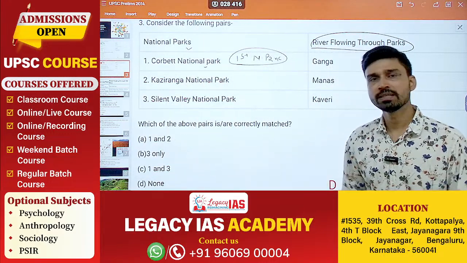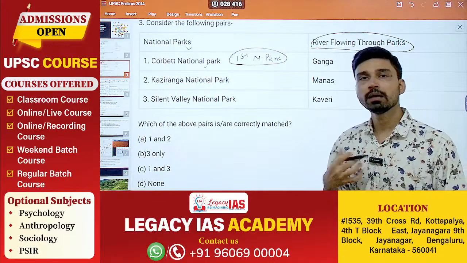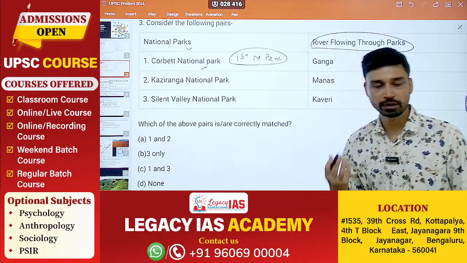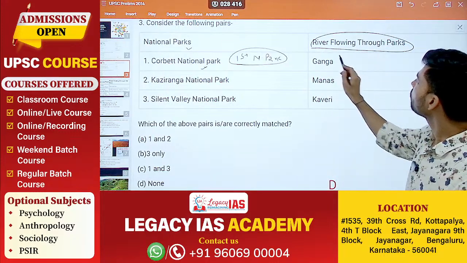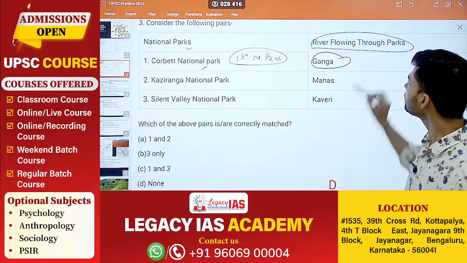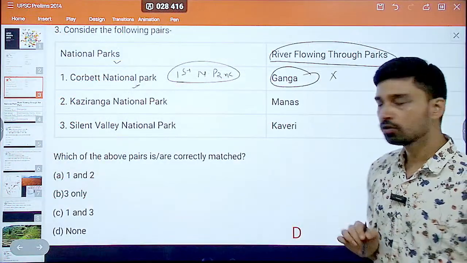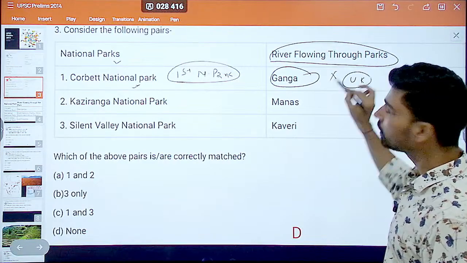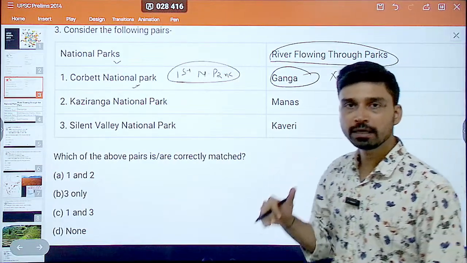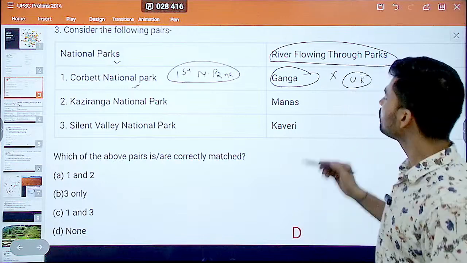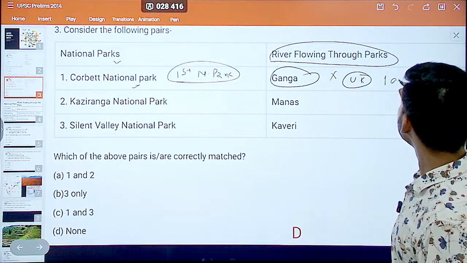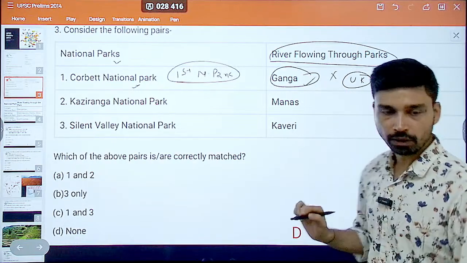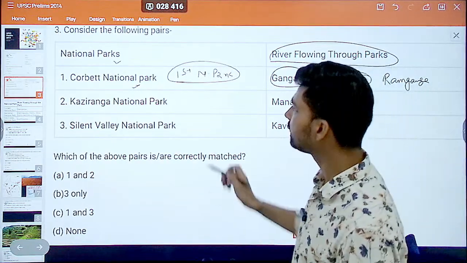Jim Corbett was basically an English hunter who later became a wildlife conservationist, and to honor him the park was named Jim Corbett National Park. Now, in Jim Corbett National Park, the Ganga river is flowing through it. This is an incorrect option because Jim Corbett National Park is situated in the state of Uttarakhand. However, the river Ganga does not flow directly along or through this park. It is a tributary of the river Ganga, the Ram Ganga, that flows through the Jim Corbett National Park. So the first is obviously incorrect.